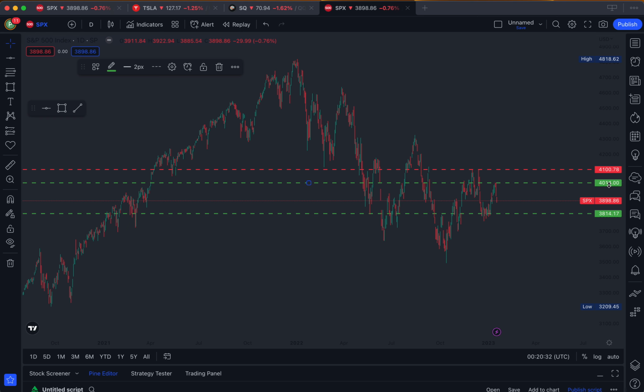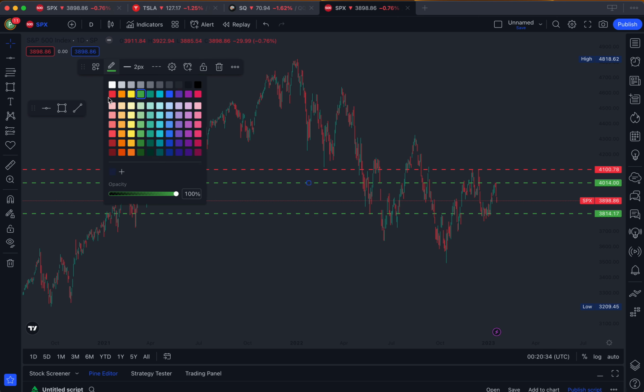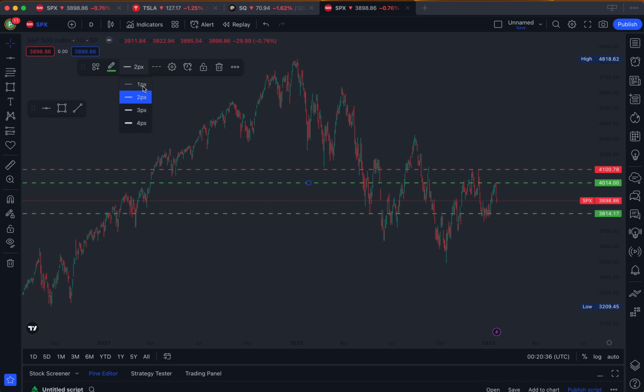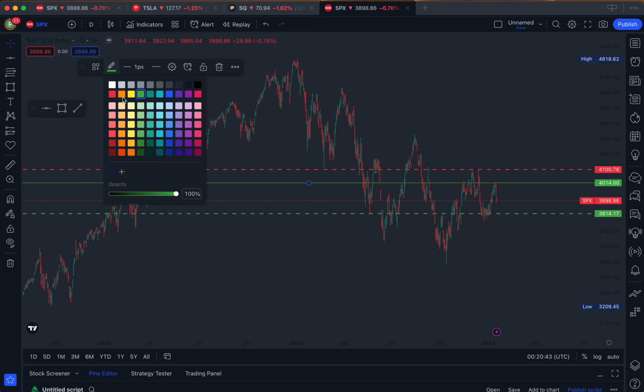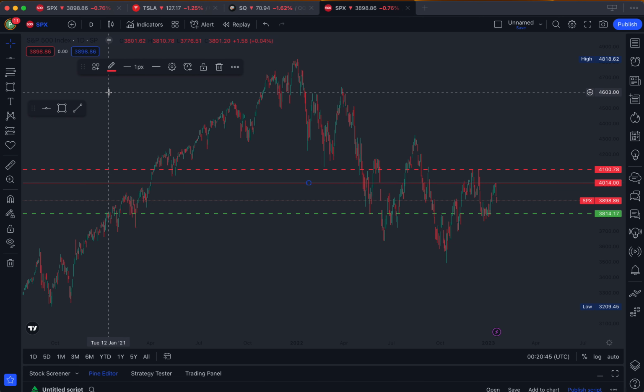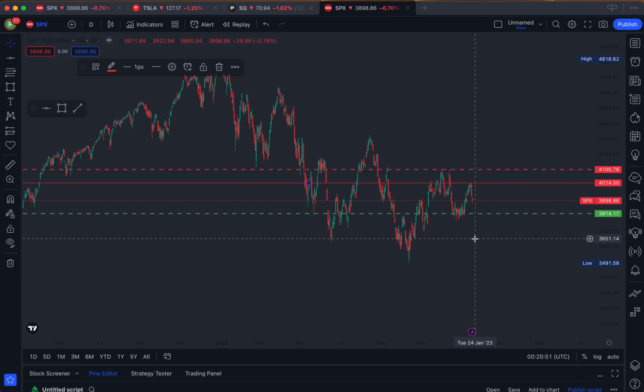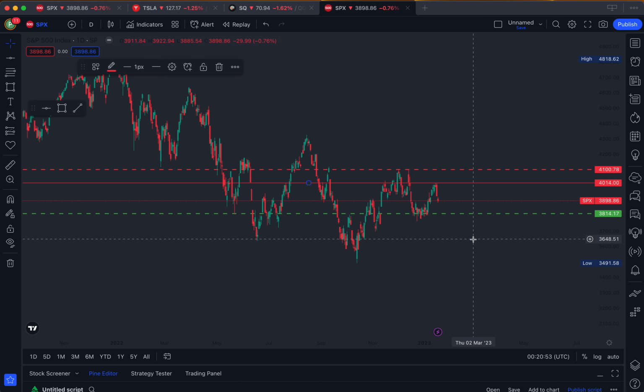So that's around 4,015-ish. And when it's on the daily chart, I go down to just the regular line, just a straight line. And again, that's resistance, so I would still color it red. Now I have some daily resistance. Now I want to look for some daily support.